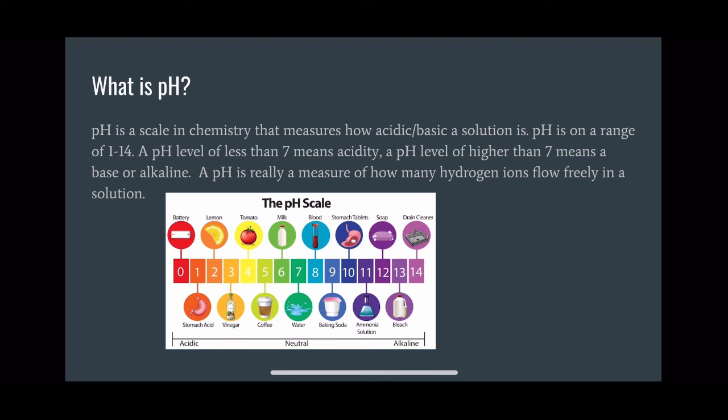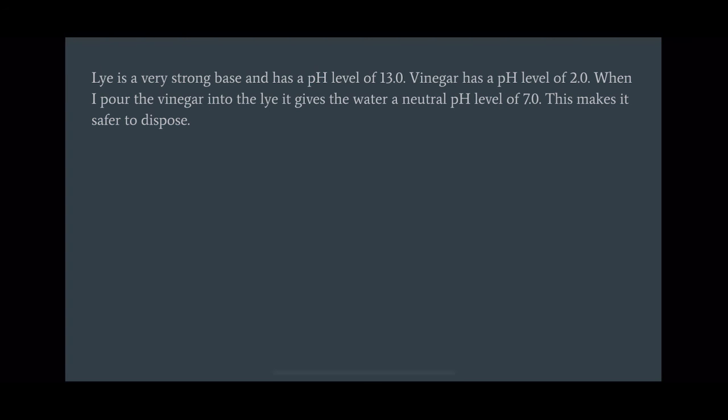What is pH? pH is a scale in chemistry that measures how acidic or basic a solution is. pH is on a range of 1 to 14. A pH level of less than 7 means acidity. A pH level of higher than 7 means a base or an alkaline. pH is really a measure of how many hydrogen ions flow freely in a solution.